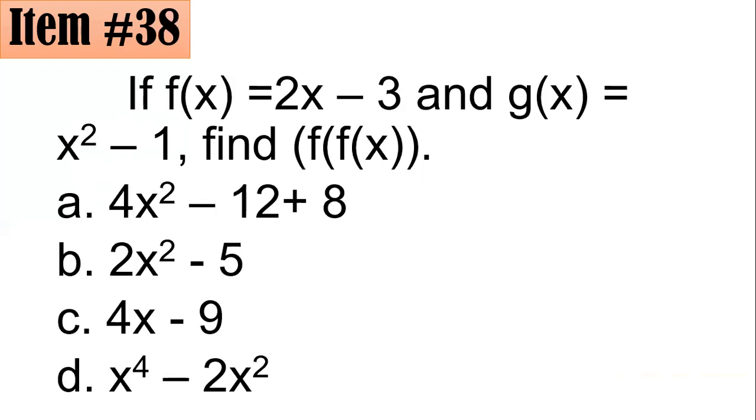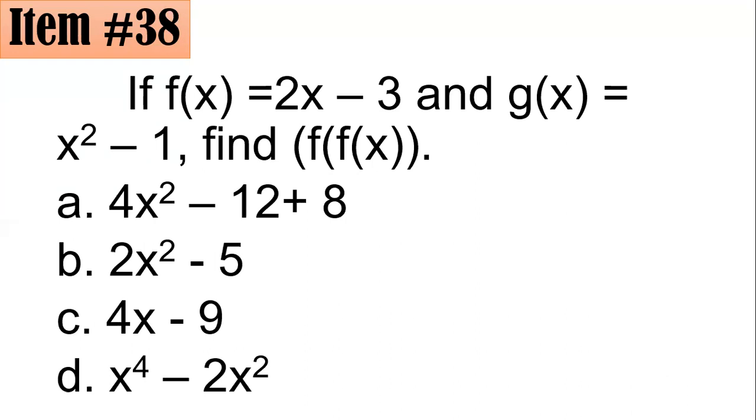38. If f of x equals 2x minus 3 and g of x equals x squared minus 1, find f of f of x. Take a look at the choices and determine which do you think is the correct answer.